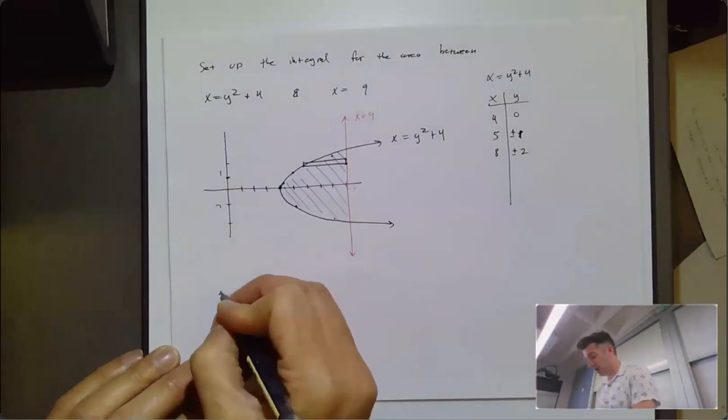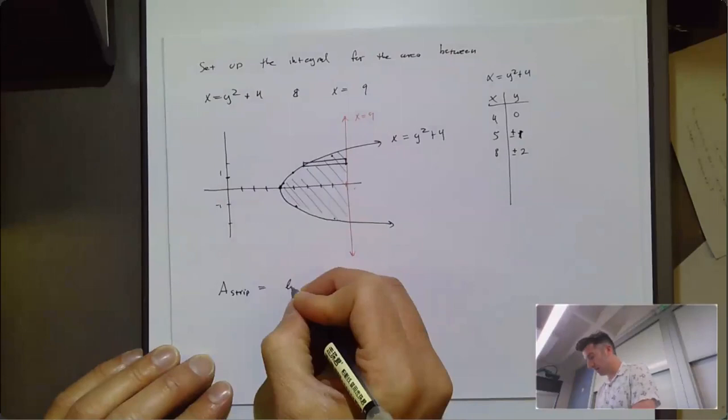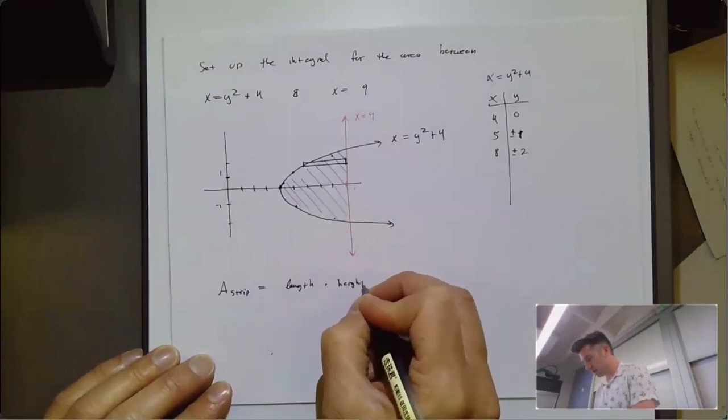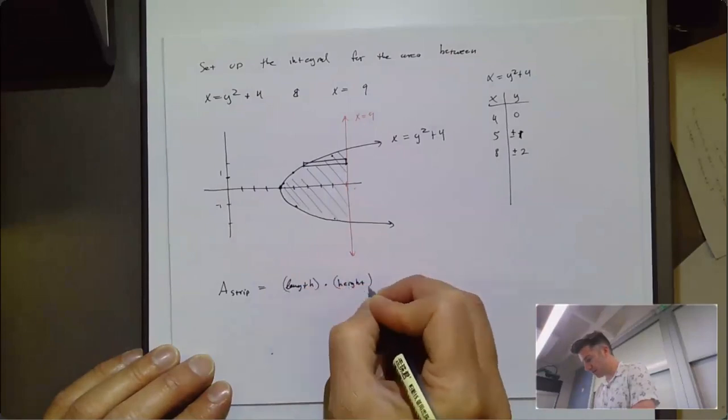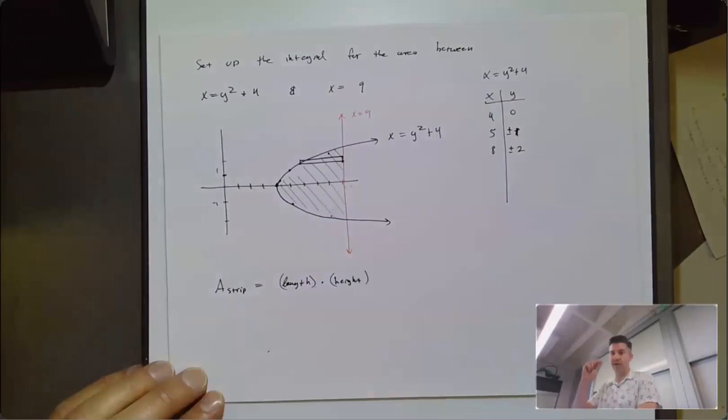The area of my strip is just the length times the height. I would really call the height here the width, right? It's like the small little width of the rectangle.